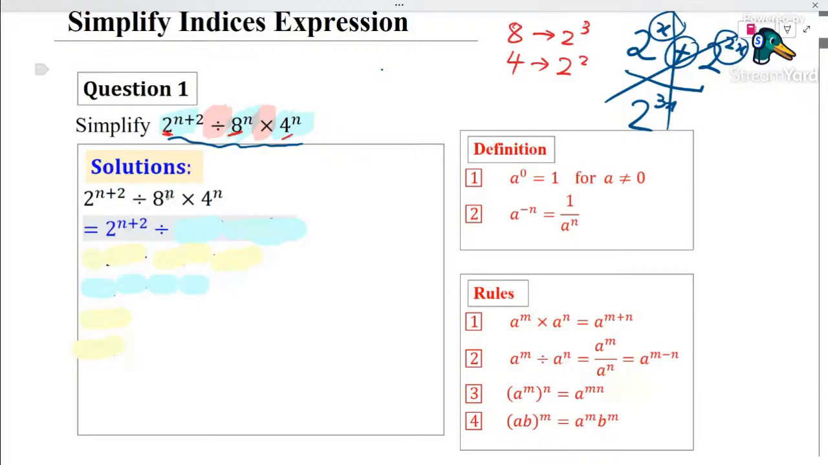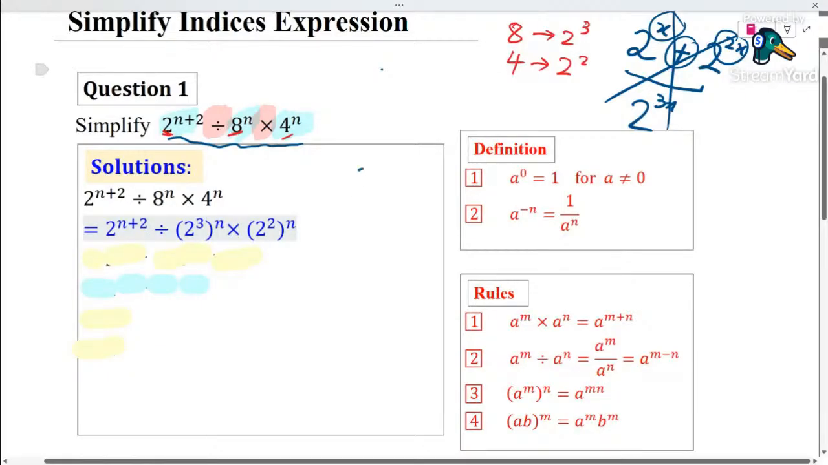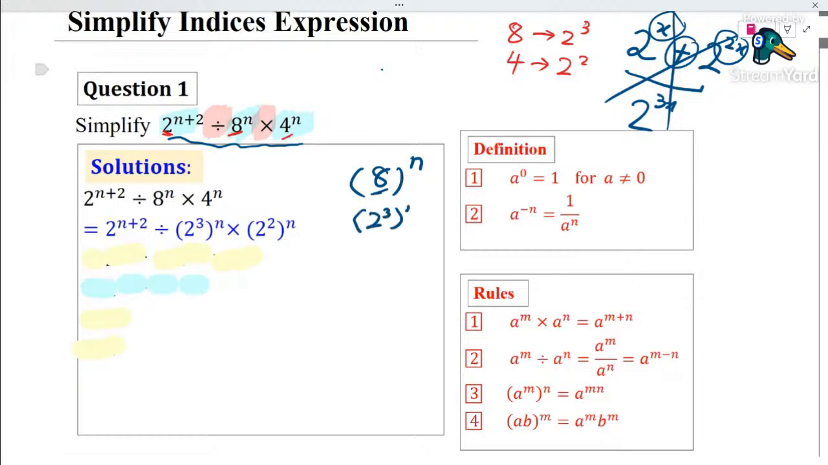Then 8 to the power of n will convert to become (2 power of 3) power of n. Then for 4, it will be multiplied by (2 power of 2) power of n. So this is what we see initially, where originally it is, for example, 8 to the power of n. We change the 8 here to become 2 power of 3, then power. This is what is happening in the second line here.